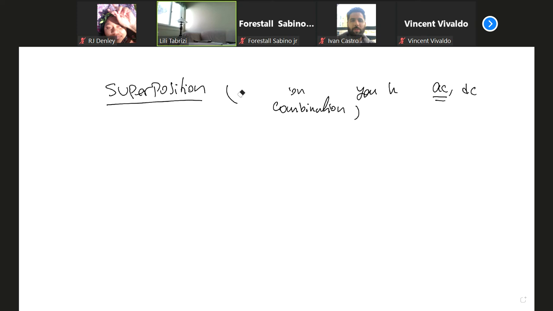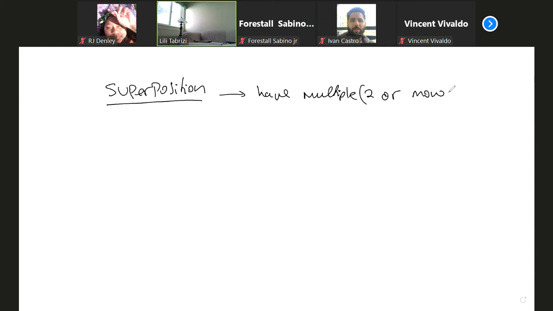Okay, superposition is based on the following. In case of superposition, you have two or more independent sources. So you don't apply superposition when you have a single source. And it has to be multiple independent sources. So you have a circuit with a multiple voltage and current source combination. That time, you can apply superposition.